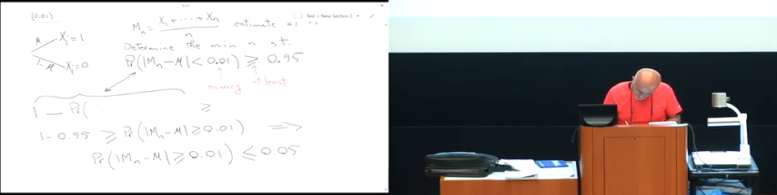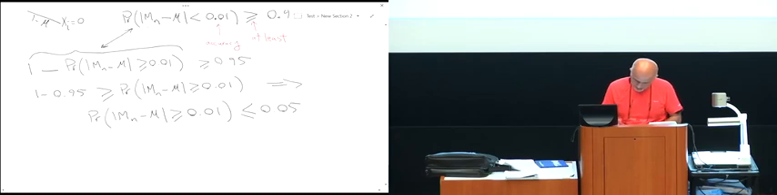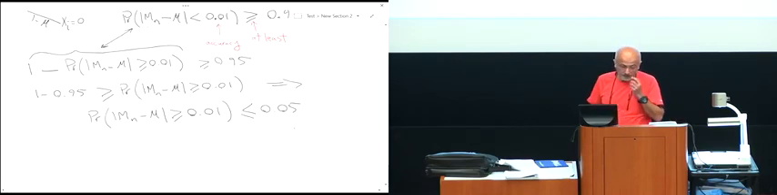Is less than or equal to... the probability that Mn minus mu is greater than or equal to 0.01 is 0.95. Okay. Please behave. Alright, now this is in the form that Chebyshev's inequality can help us with.